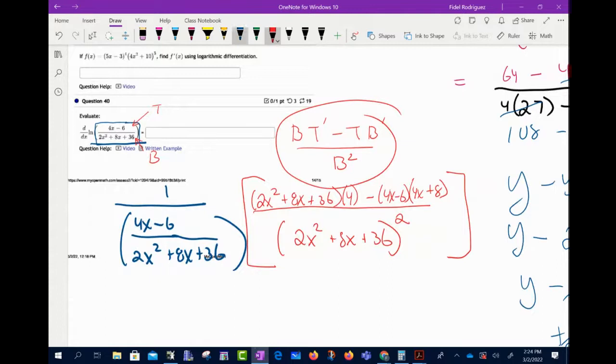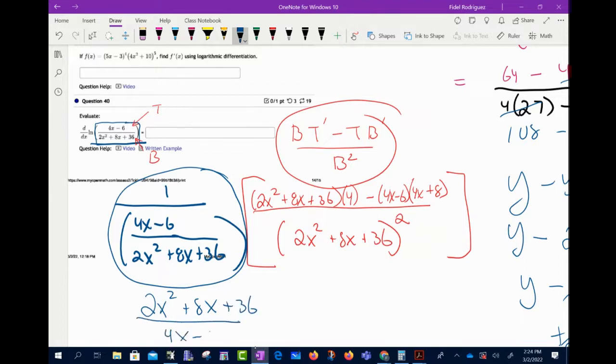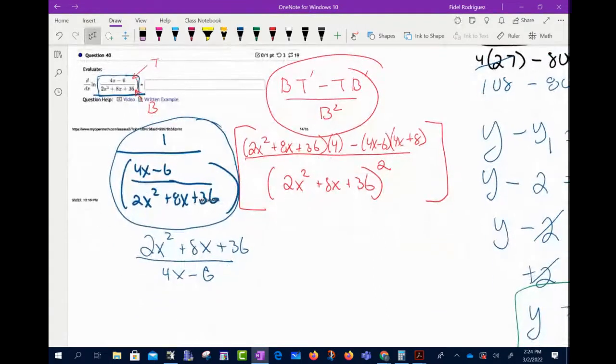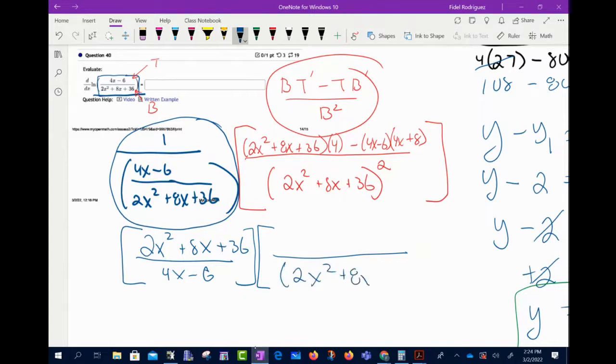Now, I'm just going to do a couple of small things here. This one right here, if it's 1 over that, wouldn't that really mean that it's 2x squared plus 8x plus 36 on the top and 4x minus 6 on the bottom? Because if it's 1 over something, it's the reciprocal. So I'm really just taking the reciprocal there. And I'm just going to put this in brackets, just so I keep things separated. You've got to keep them separated.